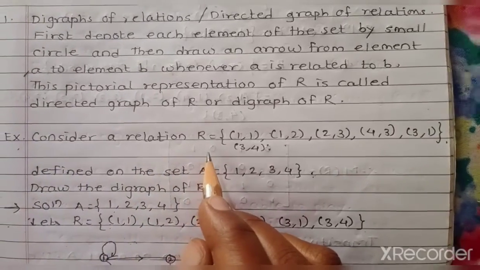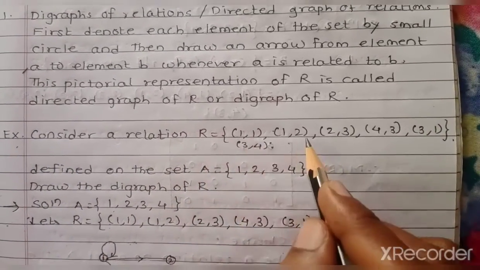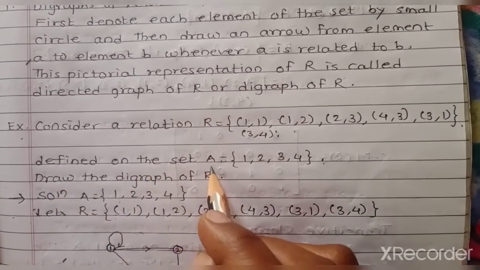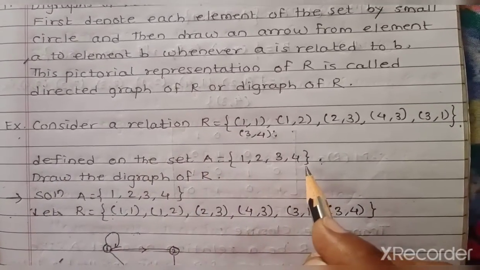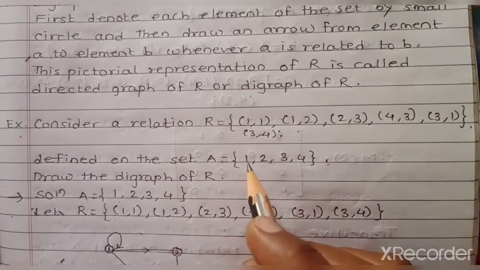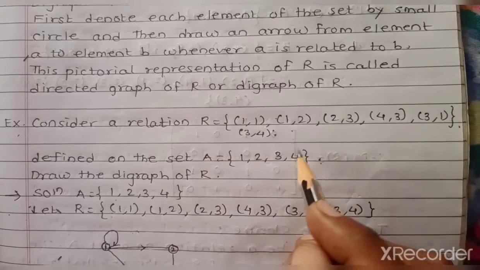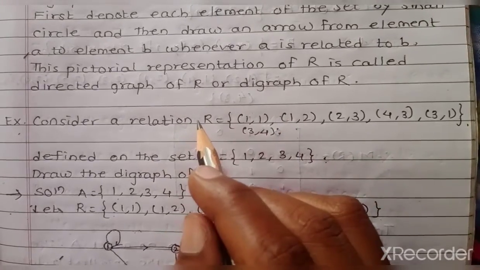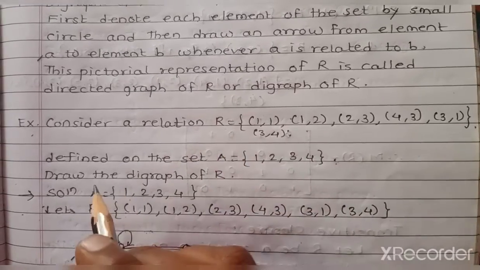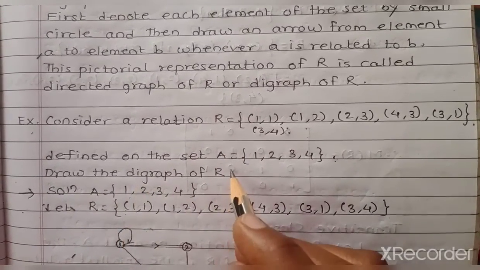Consider a relation capital R which contains these ordered pairs, defined on set A = {1, 2, 3, 4}. In these ordered pairs only the numbers 1, 2, 3, 4 appear, and no other numbers, because the relation R is defined on A. Using this relation R, we have to draw the diagram of R.